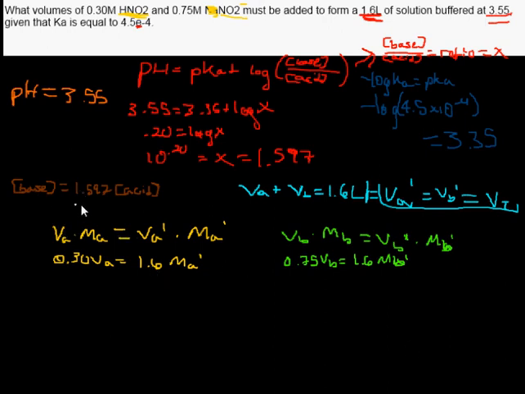I don't want to deal with fractions, so I'm just going to go, because this is basically M of B prime, and we already established this, right? Like, this is after dilution. So, these are primes. So, I'm just going to plug this in for the base here. So, 0.75 V of B equals 1.6 and 1.597 M of B prime.